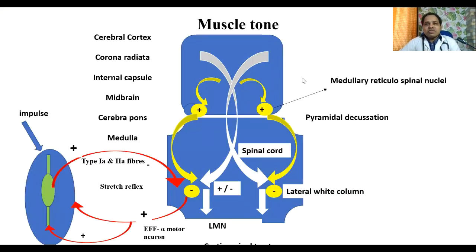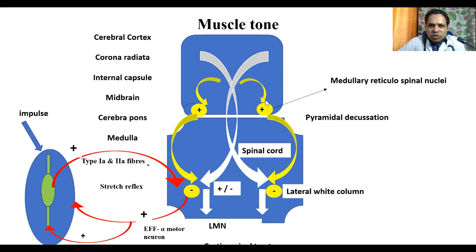So we'll talk in terms of this imaginary diagram that I'm showing you here. You see, this is the CNS and this is your spinal cord. So we start from here. Now this level is cerebral cortex, corona radiata, internal capsule, midbrain, pons, medulla. Now you're seeing here the crossing over of fibers to the opposite side. Can you see this? This is the corticospinal tract, right?